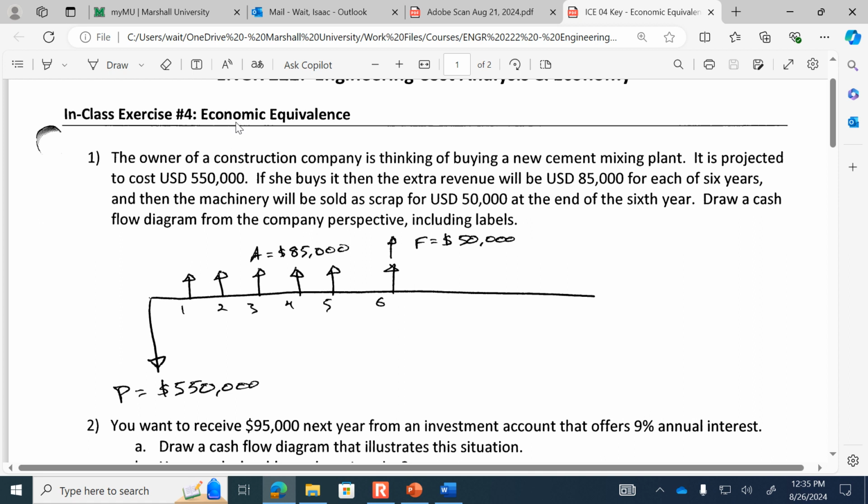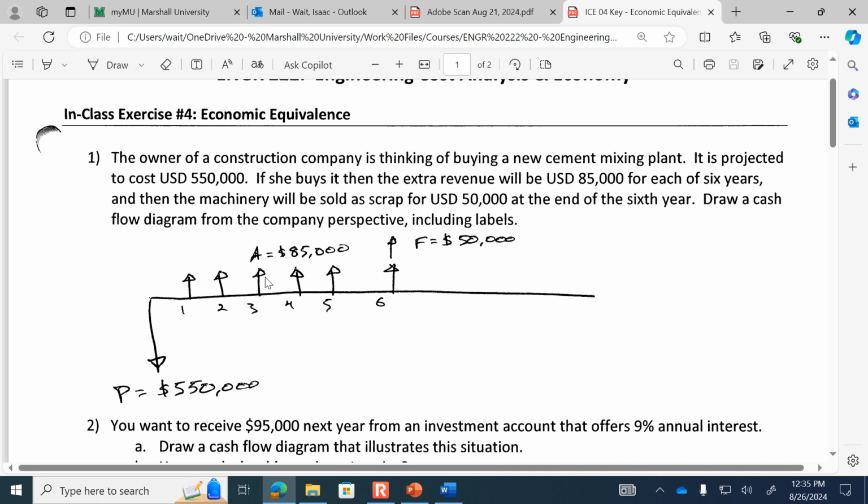They're roughly equivalent height. The annual series applies to all of these arrows, and then there's a single lump sum future value of the machinery being sold as scrap for $50,000 at the end of the 6th year. So either you can have a 6-year annual series with a single lump sum on top of the annual series, or if you want, you could have a 5-year annual series, and then the 6th year is a lump sum of $85,000 plus 50. So that would be $135,000 in year 6.